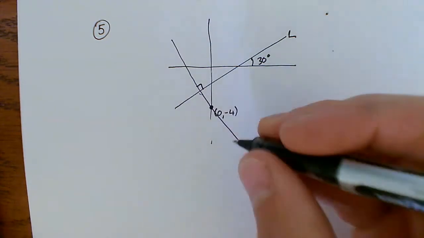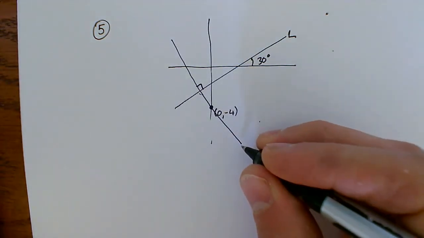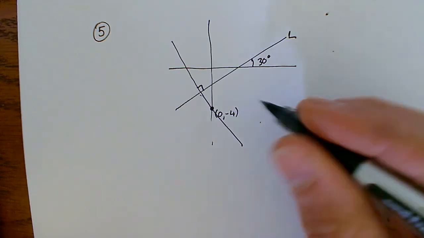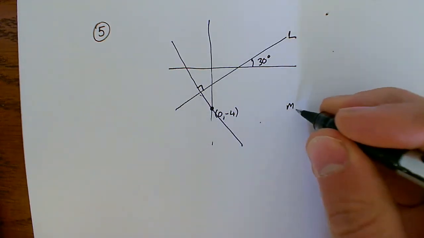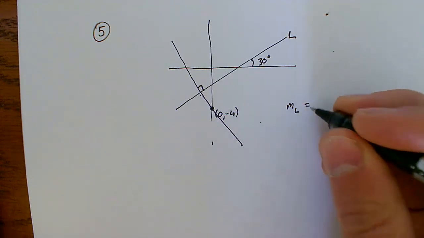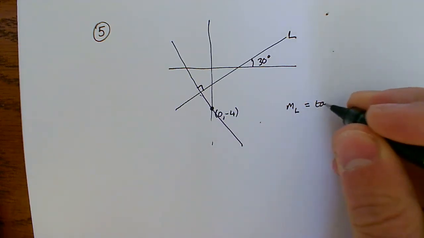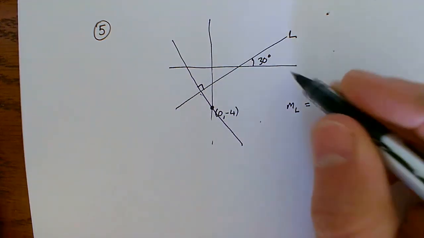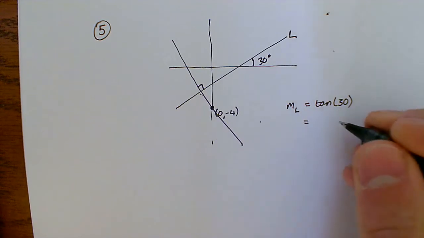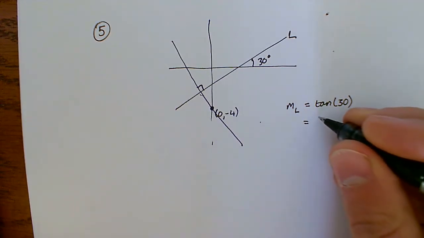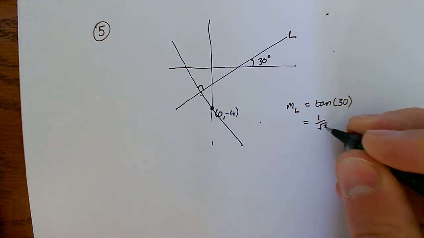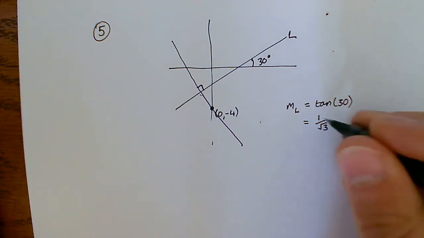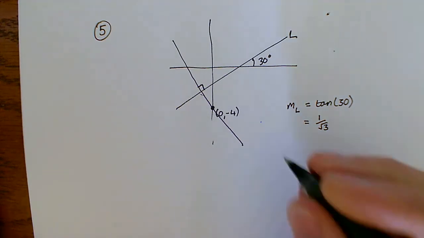Now, that means for this line here we need two things. Well, first thing we're going to need is its gradient, but we don't know anything about its gradient, but we do know something about the gradient of L. So the gradient of L is tan of the angle it makes with the x-axis. So it's tan of 30 degrees. Pop that in the calculator, you get 1 over root 3. You might get a decimal version of that, but it's much tidier writing 1 over root 3.